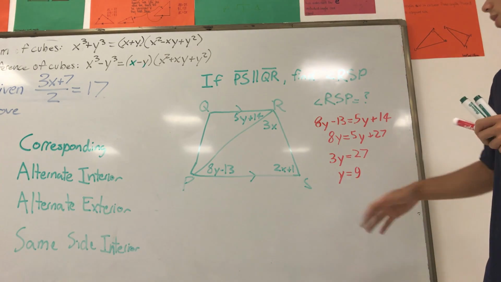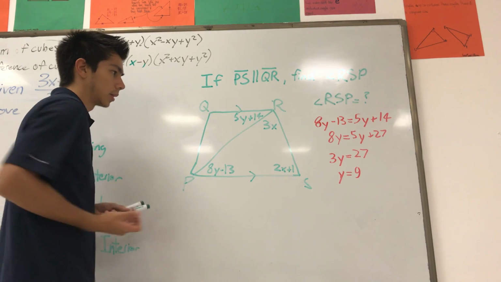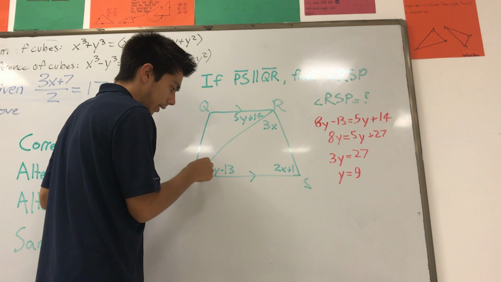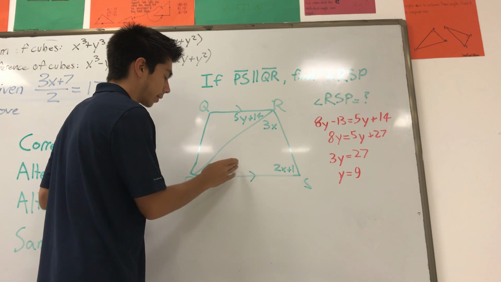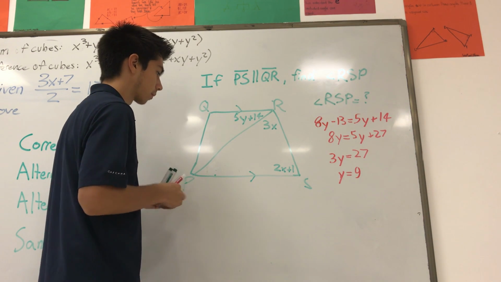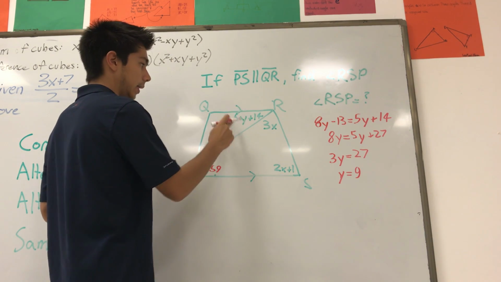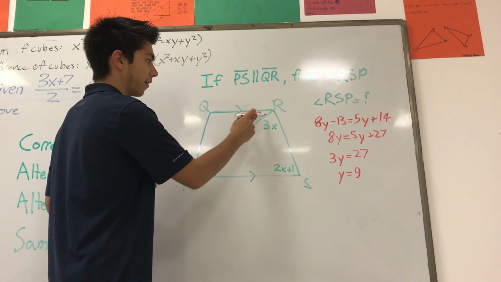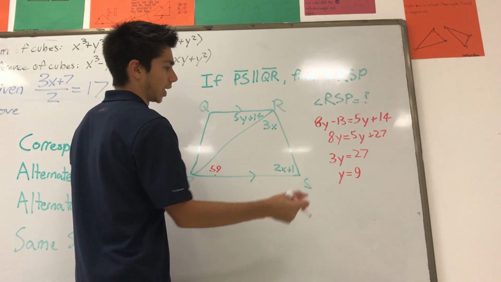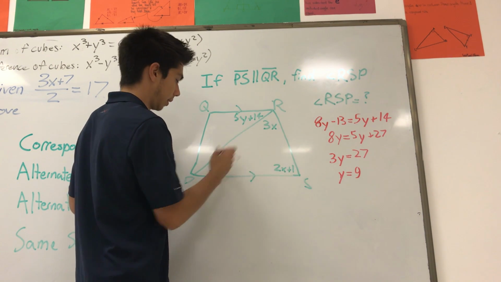Okay? So now I know what y is. I'm going to plug this into both angles. So if y equals 9, I know that 8 times 9 is 72, minus 13 gives me 59. So this angle is 59, which means that logically, this angle should be 59 up here if they are, in fact, alternate interior angles. And if we want to check, 5 times 9 is 45, and 45 plus 14 gives me 59.